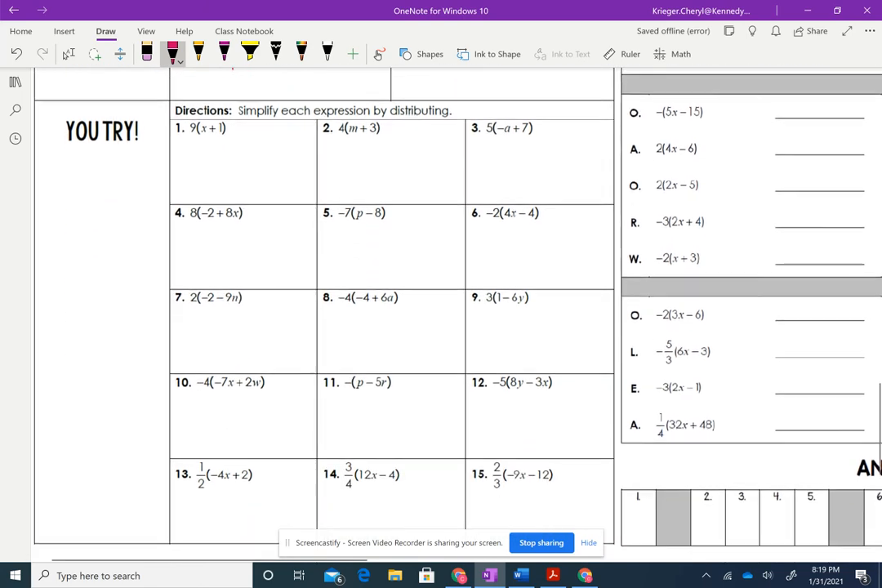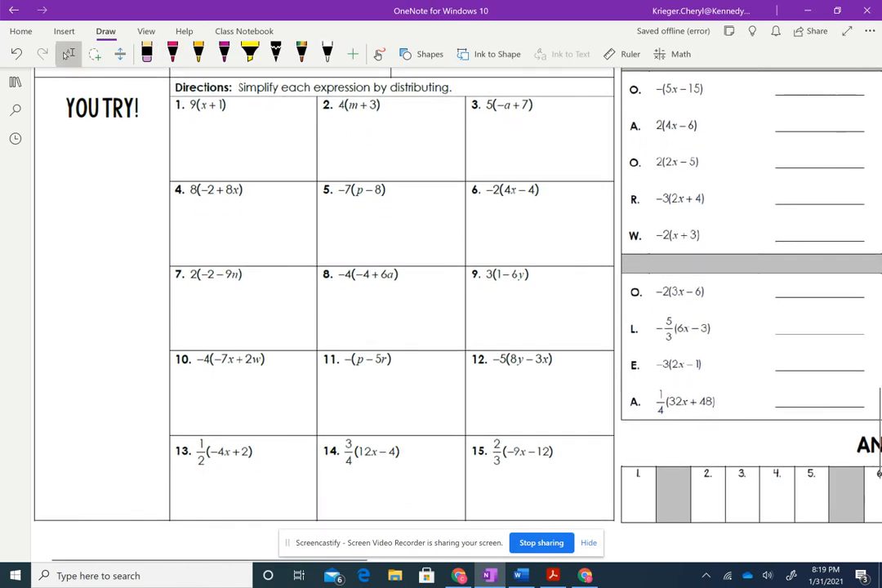Okay, so we have lots of practice here. I'm going to do 7 on. I'll save you a couple of the challenging ones, and you guys can do the ones that I skip.